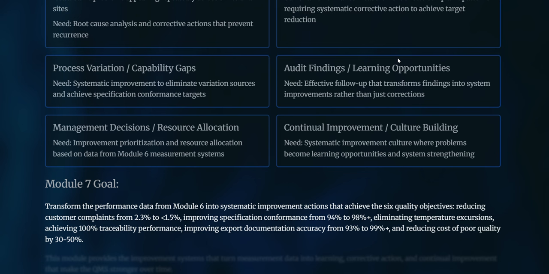The second objective is improving specifications conformance from 94% to 98% accuracy. The third objective is eliminating temperature excursion. The fourth objective is achieving 100% traceability performance. The fifth objective we have is improving export documentation accuracy from 93% to 99%. And the sixth objective is reducing cost of poor quality by 30 to 50%.